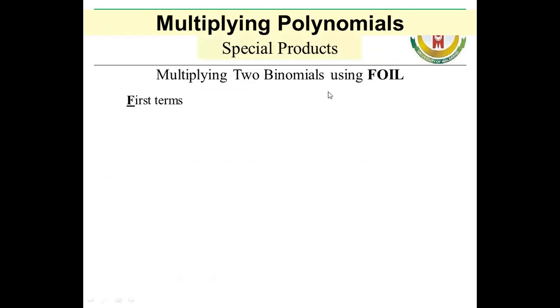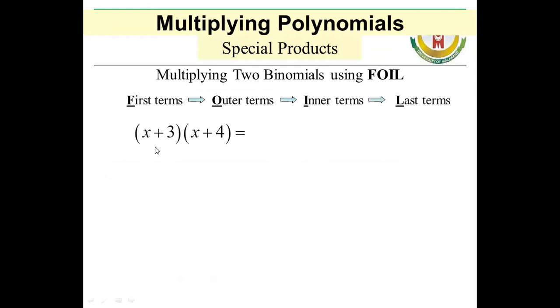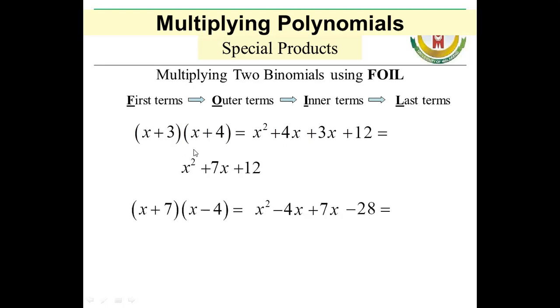Special product: multiplying two binomials using FOIL. FOIL means first term, outer terms, inner terms, and last term. So for example, x plus 3 times 2x plus 4 is equal to 2x squared plus 4x plus 6x plus 12. I hope you already know this.